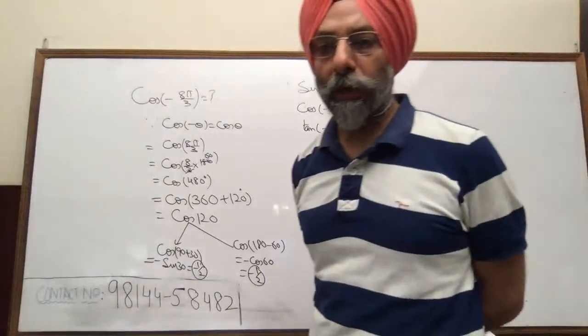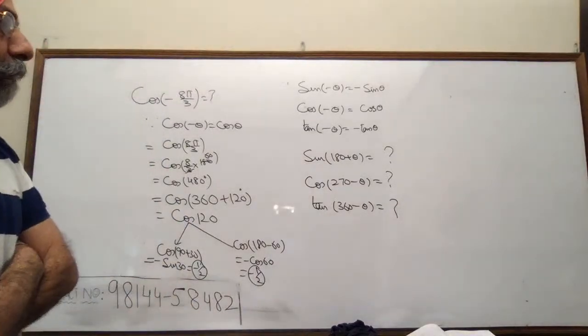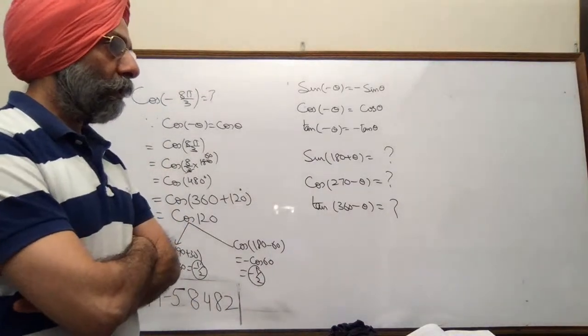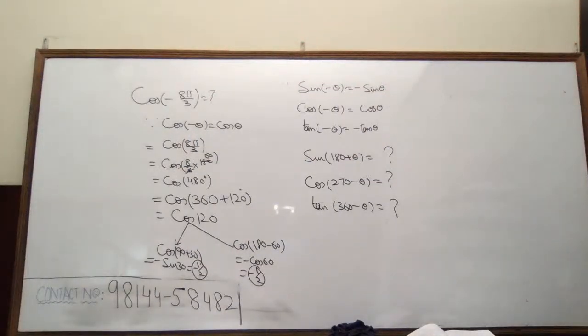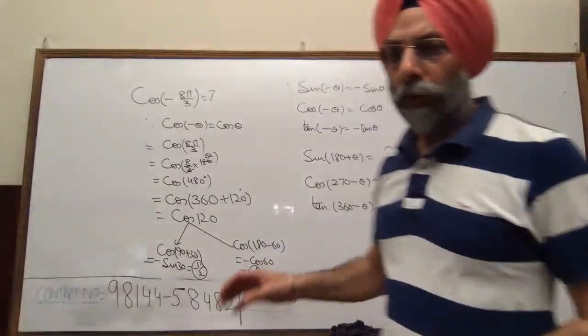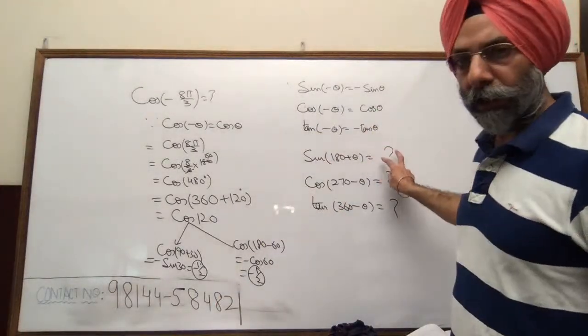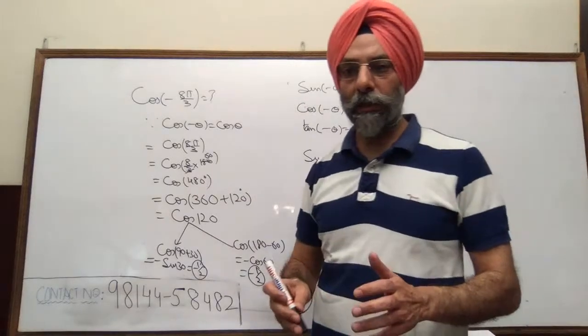What is the value of sine 180 plus theta? What is sine 180 plus theta, cos 270 minus theta, and tan of 360 minus theta? All of you write down the values. Okay, so write down the values of sine 180 plus theta, cos 270 minus theta, tan 360 minus theta.